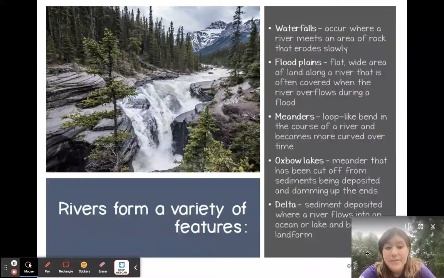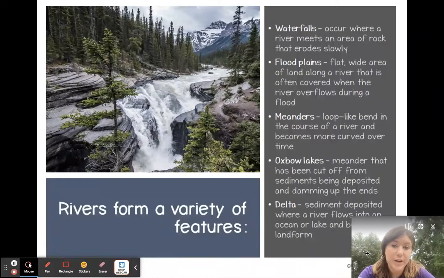A couple of landforms can form because of water erosion and deposition. Waterfalls, obviously, that's a pretty obvious one. Floodplains are wide, flat areas of land along a river where if that river were to flood, that water will hang out. Meanders happen when rivers slow down to a pretty slow rate.